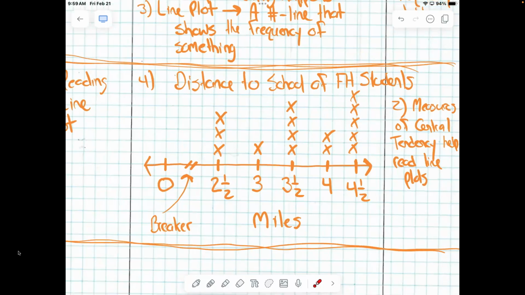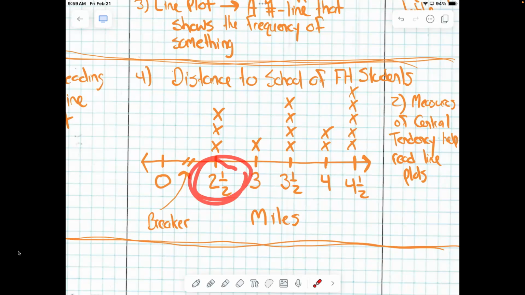What's the range of the data? So we have kids that live 2.5 miles and we have kids that live 4.5 miles from Forest Hills, right? What's the range between those two distances? Well, we could say it's 2.5 to 4.5, right? Or we could just say the difference between the two. What's the difference between 2.5 and 4.5? 2 miles, right?